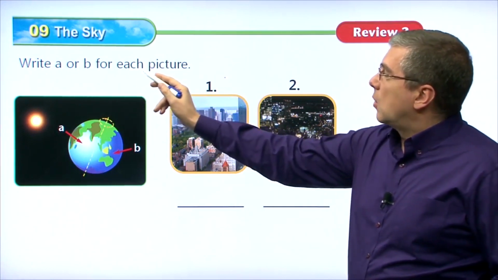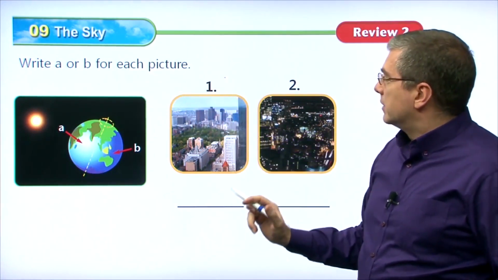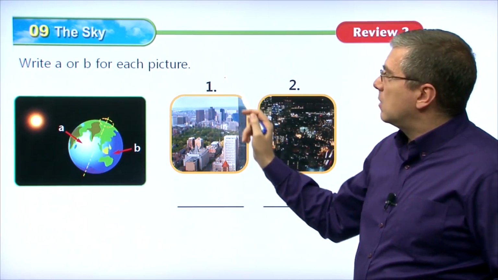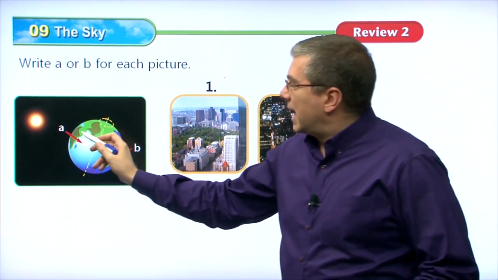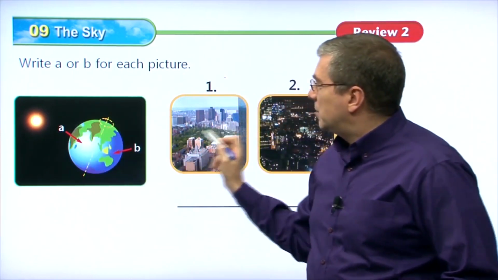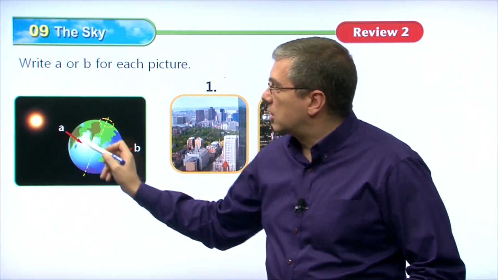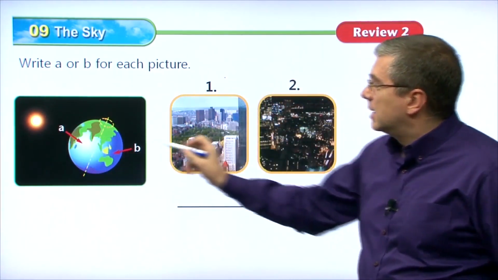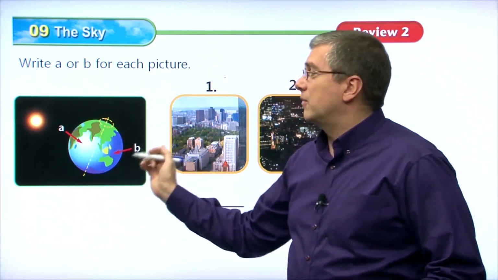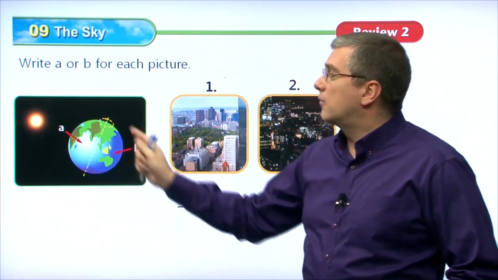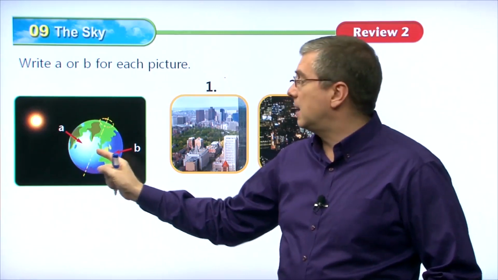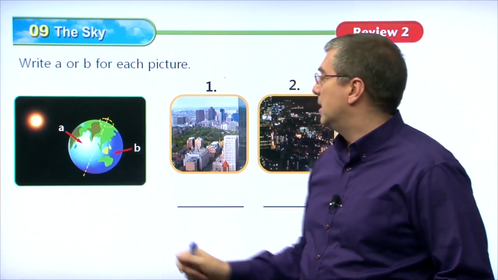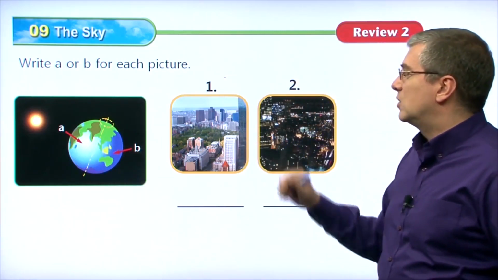Okay, A or B for each picture. So for A or B, what will we say? If one of these pictures is over here on the side closer to the sun, we should write A. If it's on the B side, that means it's on the side away from the sun. Of course, A would be daytime, B is nighttime. So we need to check which picture is correct.